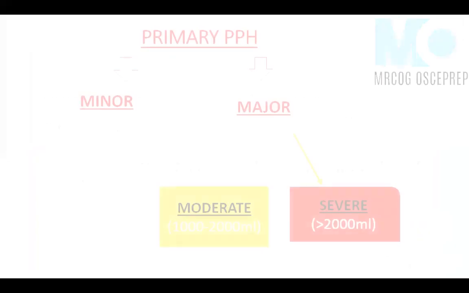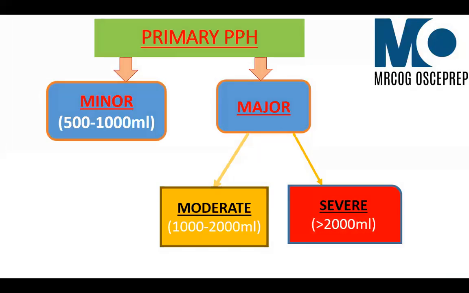Now we divide the primary postpartum hemorrhage into minor and major. Minor is when the blood loss is between 500 to 1000 mL. And the major is further divided into moderate and severe. The moderate one is when there is a loss of 1 liter to 2 liters.